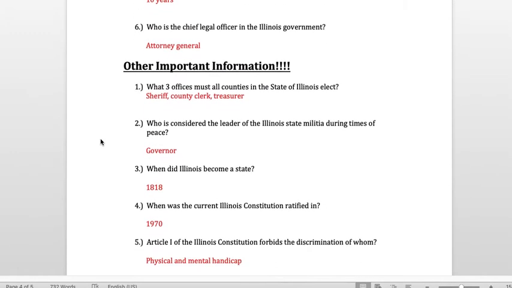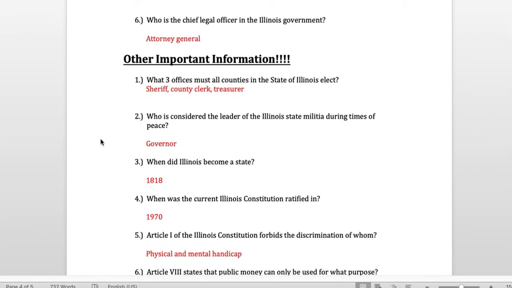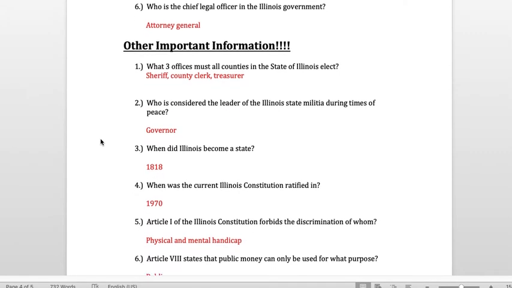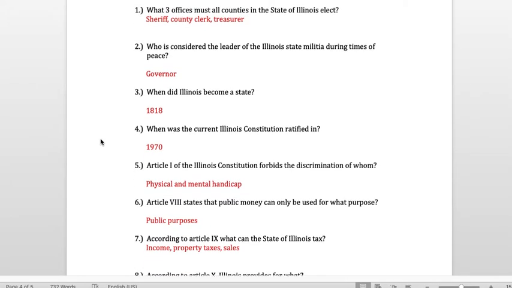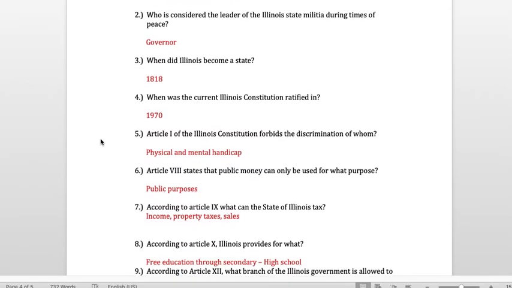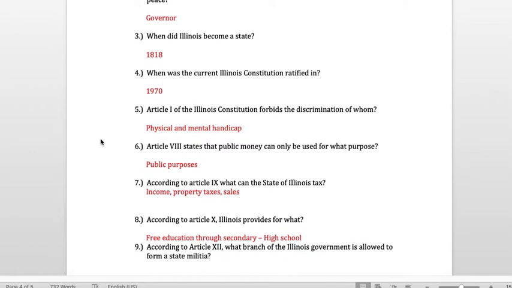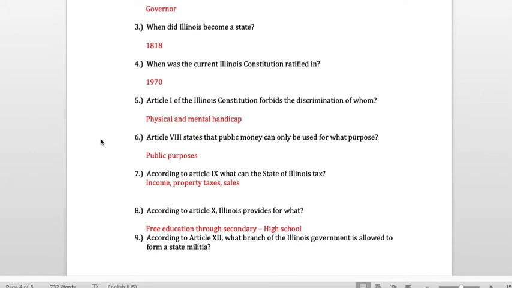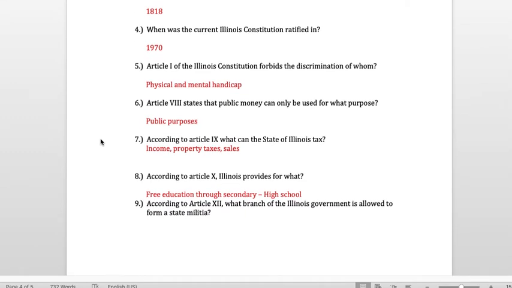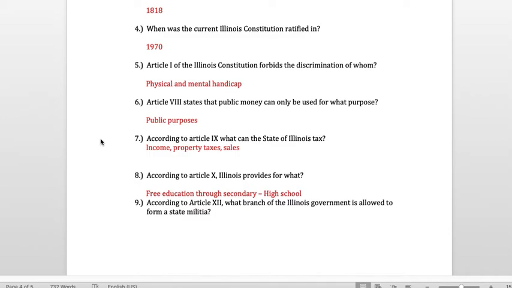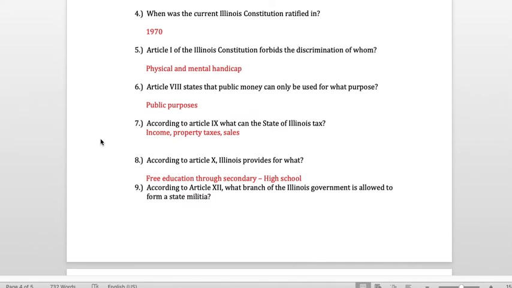Lastly, some other information: the 3 offices that all counties must have are the sheriff, county clerk, and treasurer. The leader of the militia is the governor. The state was founded in 1818. And the last one, the Constitution was ratified in 1970. Article 1 of the Illinois Constitution forbids discrimination against anyone who has physical and mental handicaps. Article 8, public money must be used for public purposes.